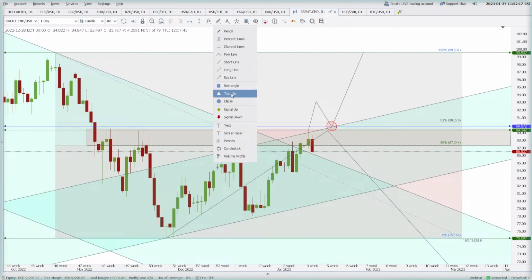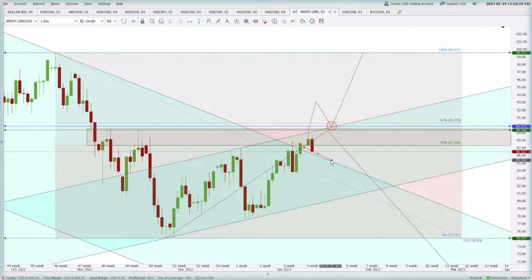So my idea is to keep an eye in this area. If this acts as a support and breaks higher than this candle's high, which is 89.06, then that will become a buying opportunity for you with a small stop loss below whatever low the price has made in this area and targeting 99.53 for this market. This is Brent.